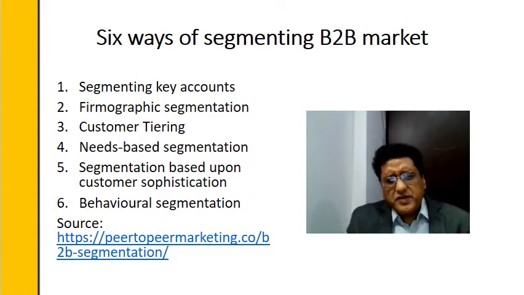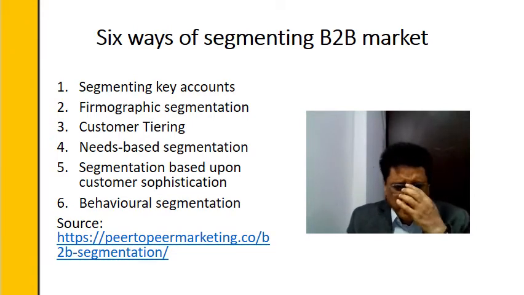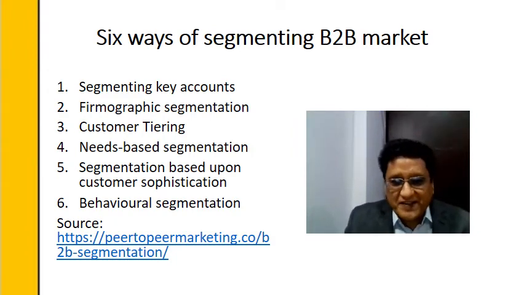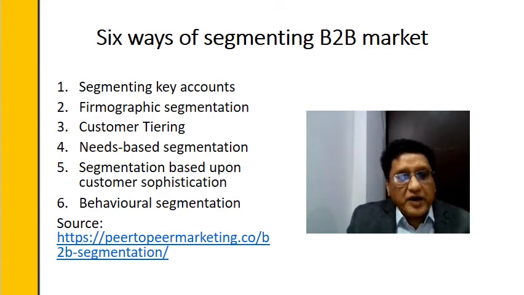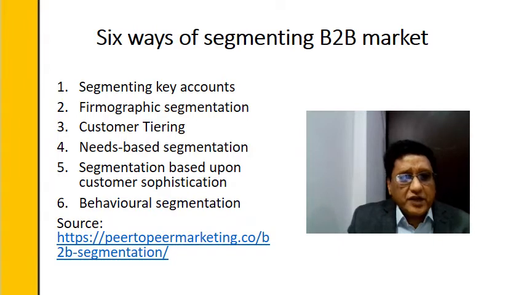There are essentially six ways of segmenting the B2B market. We're coming to the nuts and bolts of segmentation. I have taken most of this information from peer-to-peer-marketing.co, the company, and I'm grateful to them. They've explained it very well. So, what are the six ways of segmenting the B2B market?